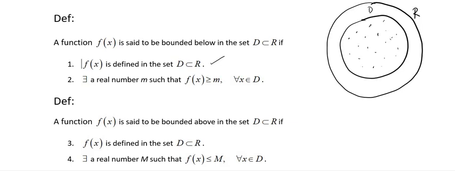Second condition is there exists a real number small m such that f of x is greater than or equal to m. Then this real number is called lower bound. This real number is called lower bound and f of x is said to be bounded below.